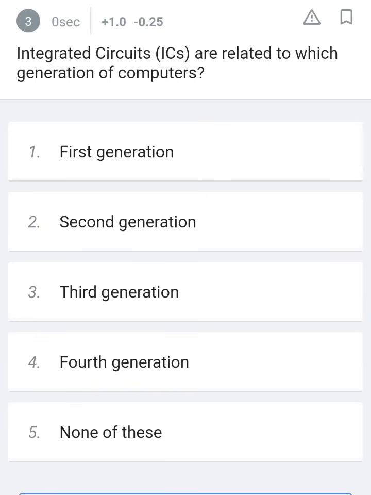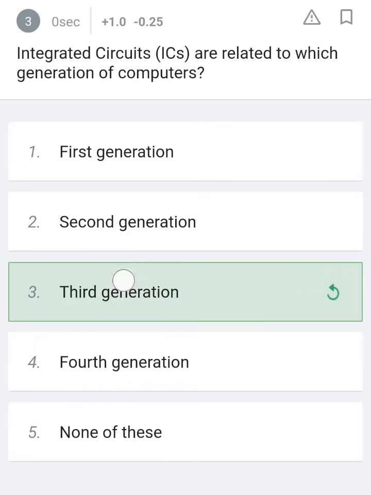Next question, integrated circuits are related to which generation of computer? Integrated circuit is the third generation. First generation was vacuum tubes, second generation was transistors, third generation was IC, fourth generation was microprocessors, and fifth generation is artificial intelligence.